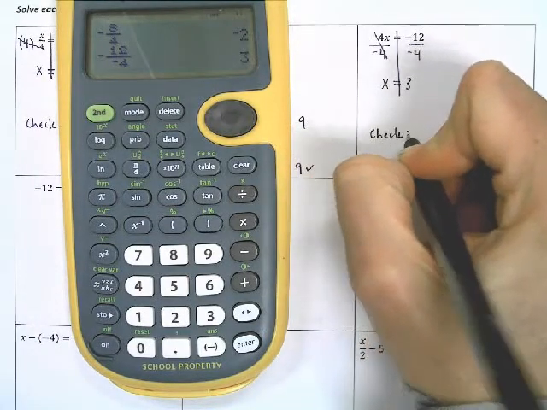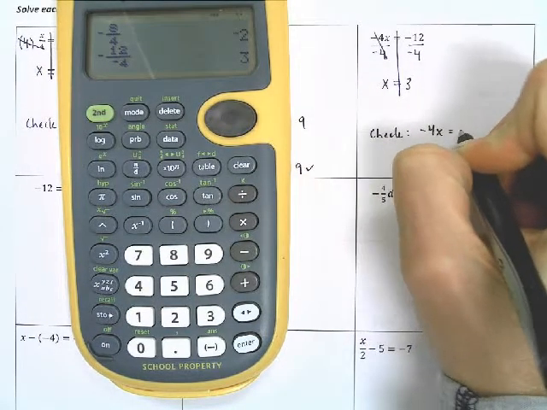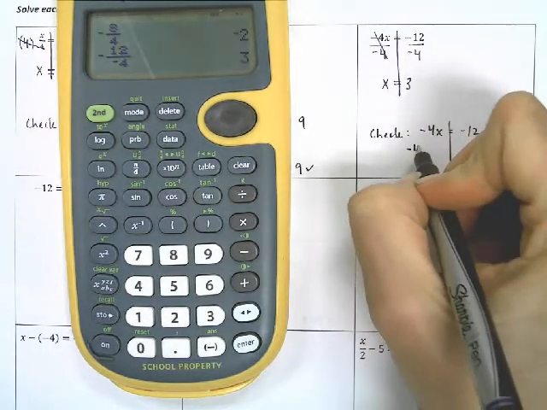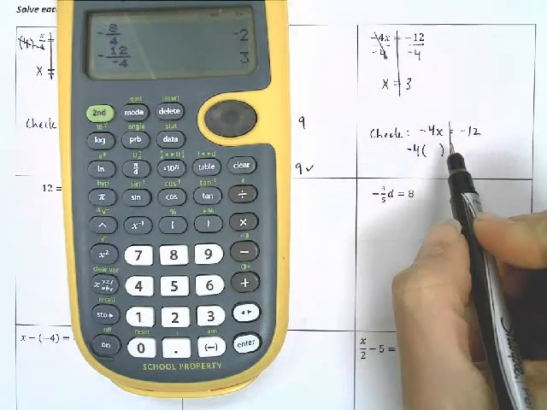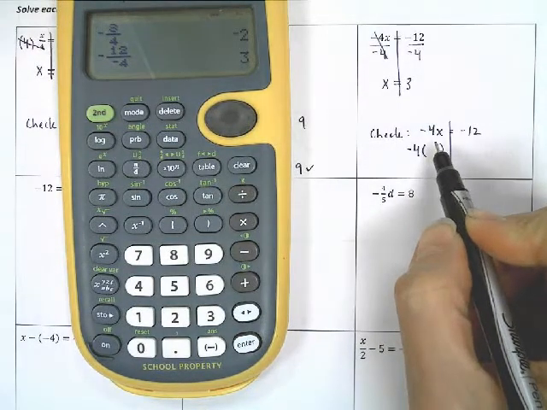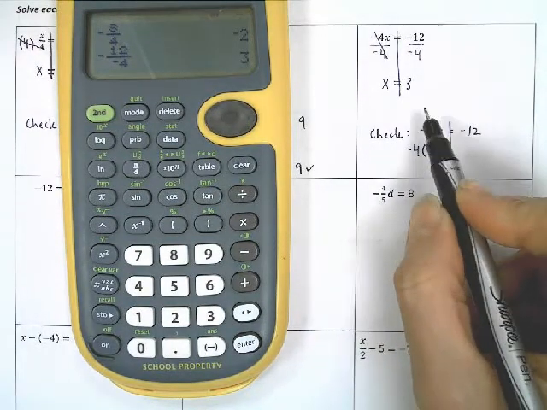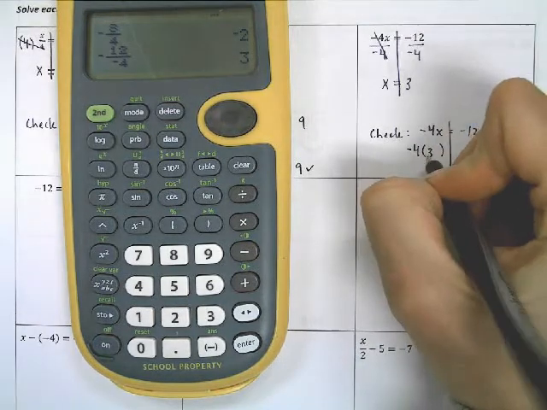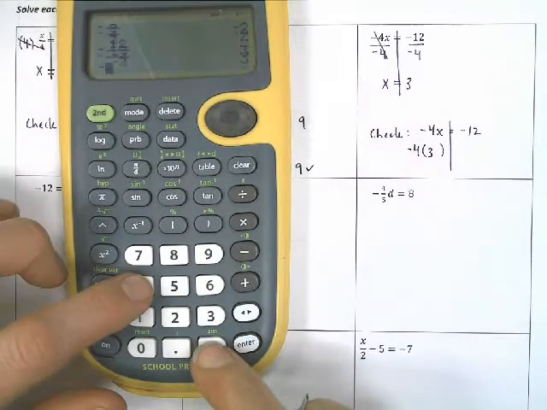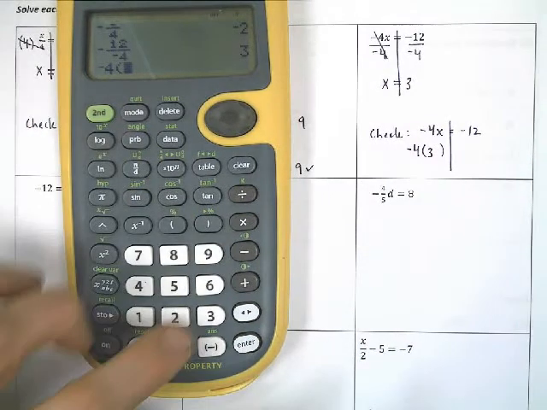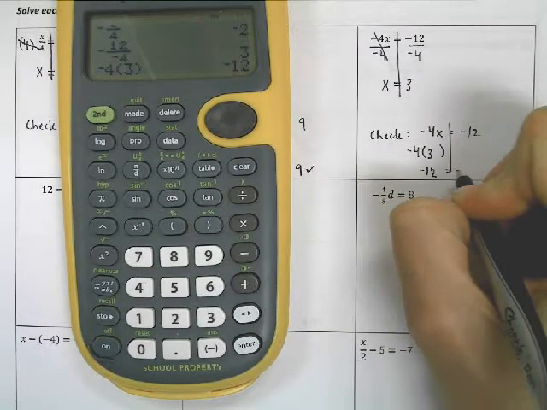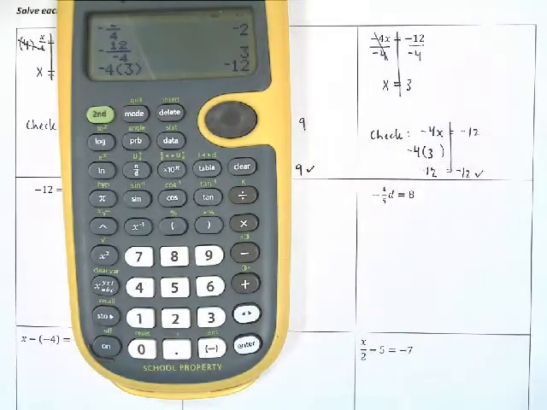So I'm going to check. I have negative 4x equals negative 12. Now here I have multiplication, so parentheses are going to be important. I kind of replaced that x with parentheses, and inside those parentheses I'm going to substitute my value of x, which is 3. And then to make sure I'm keeping track of my signs, I'm going to do negative 4 times 3. Gives me negative 12, which is what I wanted.